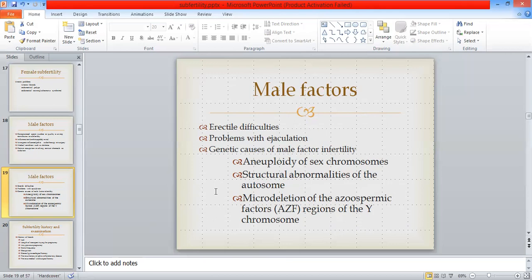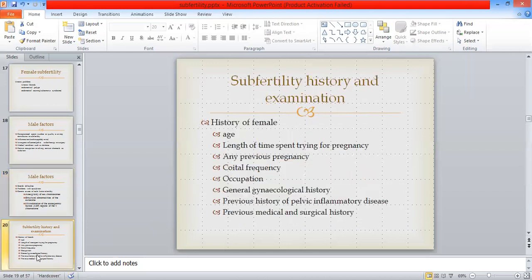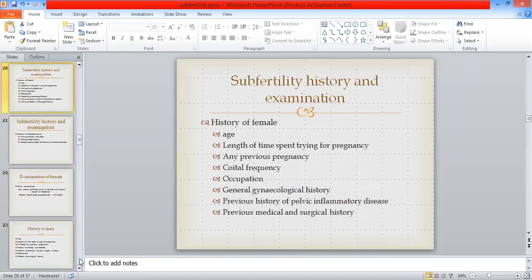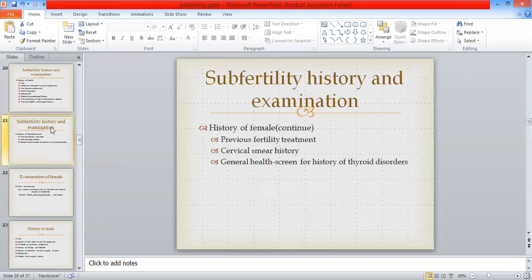I think this is a slide of the previous lecture. These were causes of subfertility. I think this is a revision from the previous lecture. Now, I told you in detail about the history from the male partner.